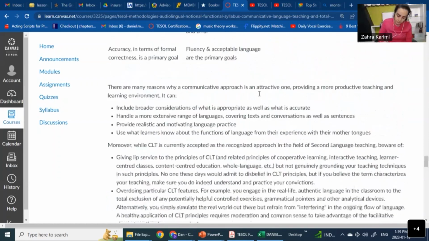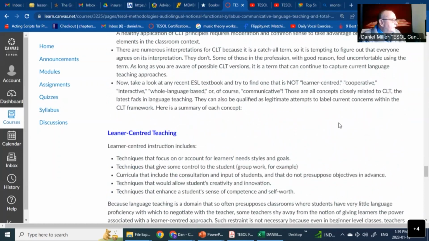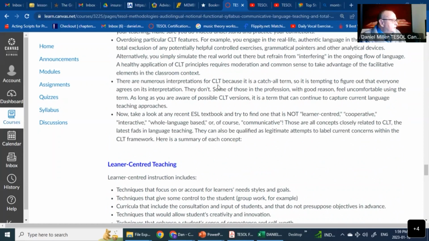And I'm not going to read all of this CLT material to you, but there are a couple of points that are crucial. There are numerous interpretations for CLT because it is a catch-all term. So it is tempting to figure out that everyone agrees on its interpretation. But that's not the case. Everybody does not agree on what CLT really means. Some of those in the profession with good reason feel uncomfortable using the term. As long as you are aware of possible CLT versions, it is a term that can continue to capture current language teaching approaches.